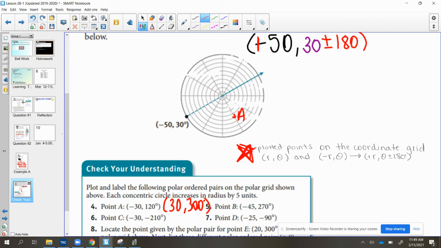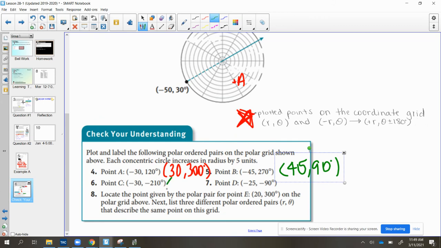Now the next one then, if we wanted to be at negative 45, 270, we'll make that positive 45. This time I'm going to subtract 180, so I end up at 45, 90, which is right here. Okay, so this would be our point B, just inside there. It's the same location as saying negative 45, 270.